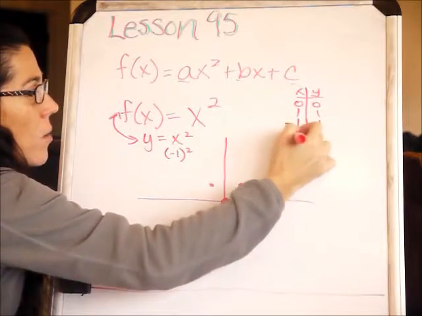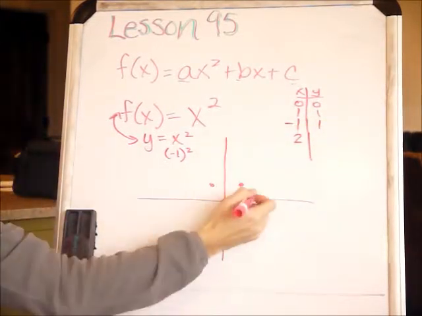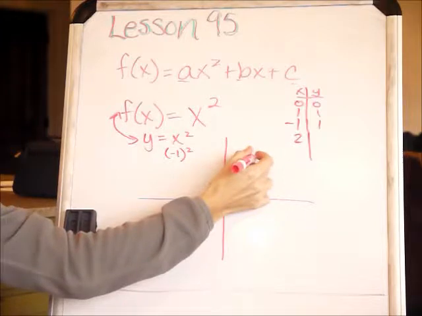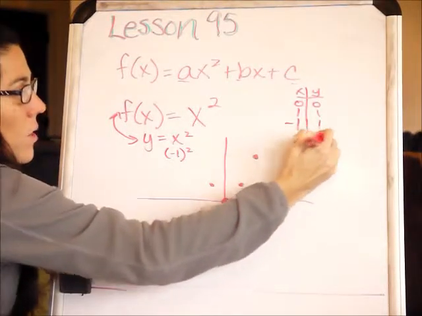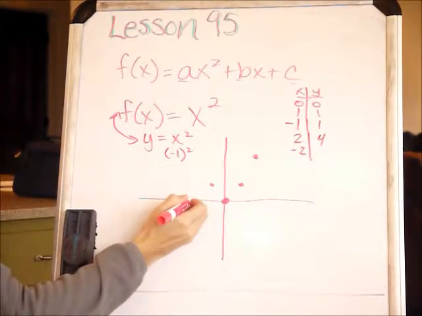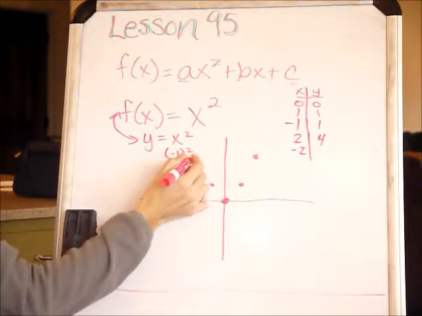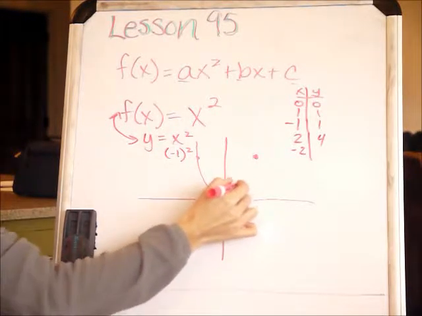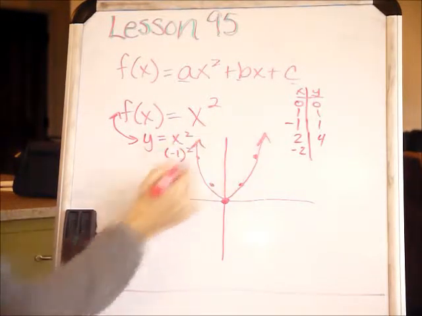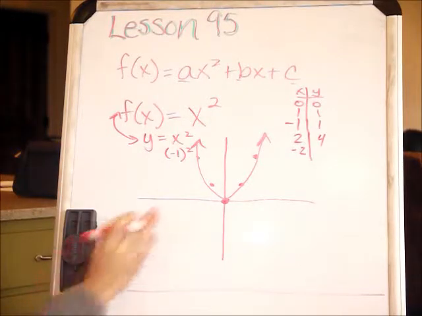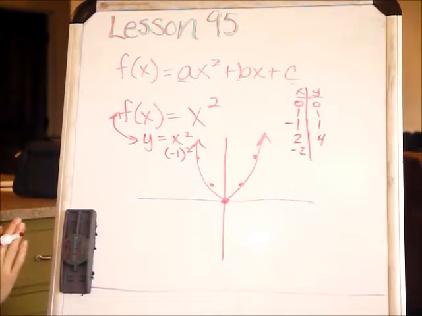And then what about when x is 2? 4. And when x is negative 2? Positive 4. So this is the parent graph. And if we moved it over, we could move it to the left, we could move it up, or we could flip it over.